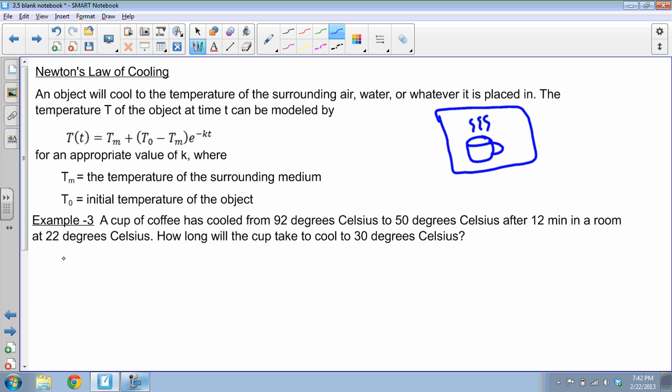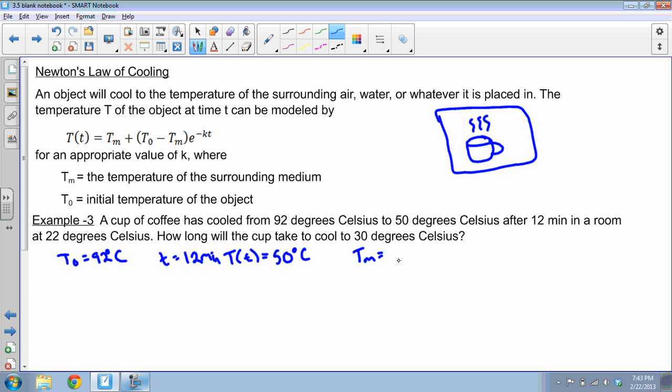The coffee was 92 degrees when it started, so T of 0 is 92 degrees Celsius. 50 degrees Celsius is what it cools to after 12 minutes. So our t right now is going to be 12 minutes, and our big T of t right now is going to be 50, okay? Because we've gone from 92 degrees Celsius to 50 degrees Celsius in 12 minutes. They tell us the room is 22 degrees Celsius, so that's the T of M.